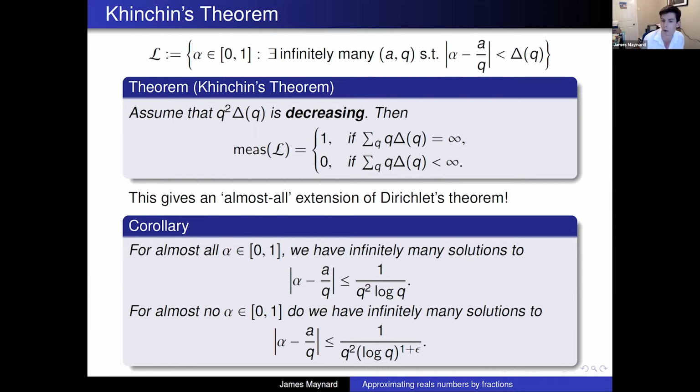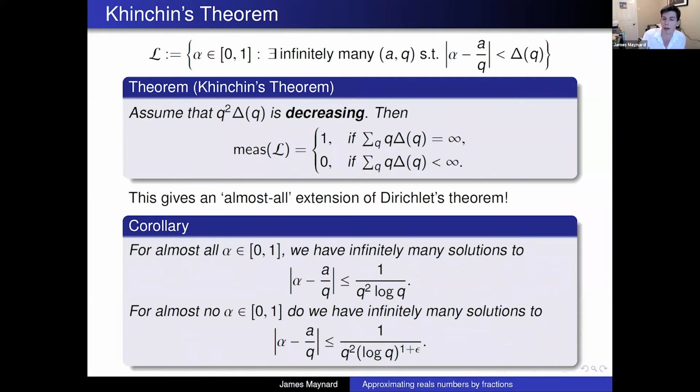But if we try to improve 1 over q squared log q to 1 over q squared times log q to the power 1 plus epsilon, then we know that the sum of 1 over q (log q)^(1+epsilon) converges. And so that means, by Khintchine's theorem, that for almost no alpha in [0, 1] are there infinitely many solutions to the absolute value of alpha minus a over q being less than or equal to 1 over q squared (log q)^(1+epsilon). So this gives a basically sharp threshold for how far you can improve Dirichlet's theorem, and it's just given by this simple convergence-divergence criterion.